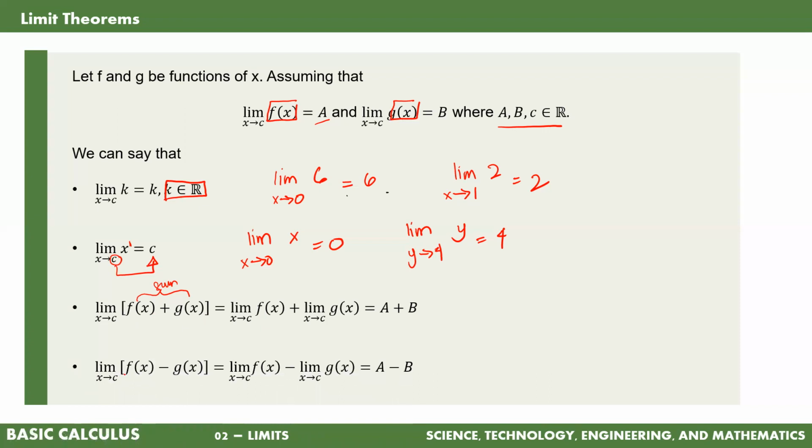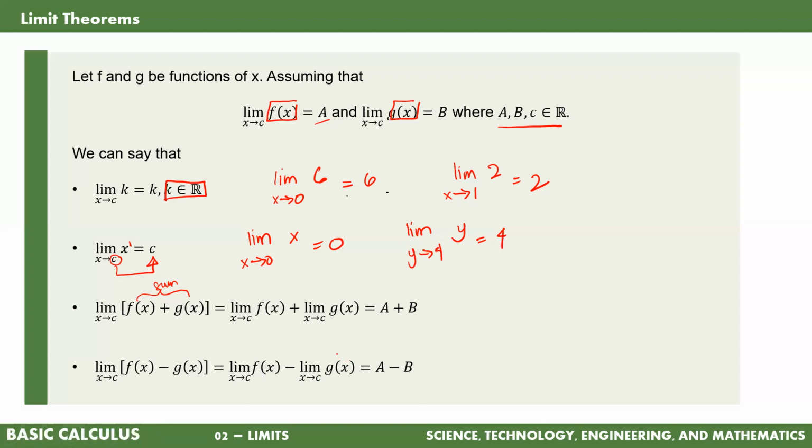Next. Ito naman, subtraction lang. Basically, pareho lang ng principle. So, yung limit nung difference of f of x minus g of x as x approaches c is equal to the limit of f of x as x approaches c minus the limit of g of x as x approaches c, which is equal to a minus b.